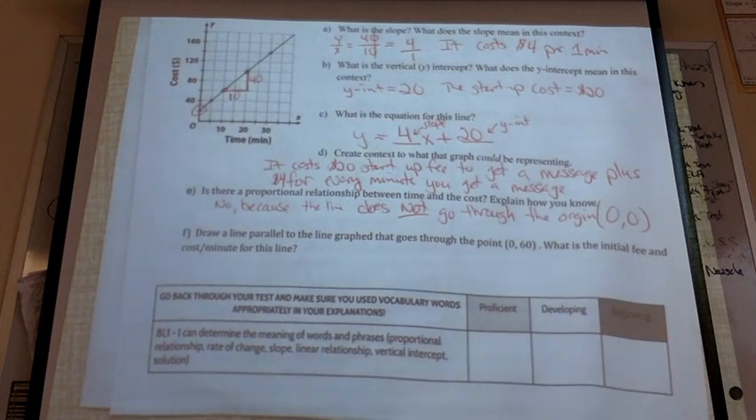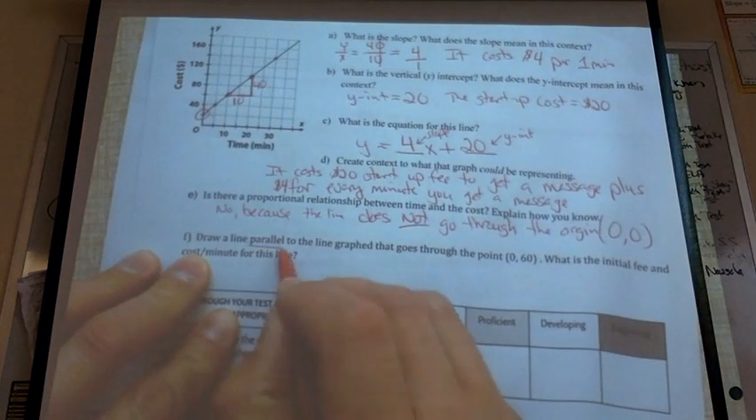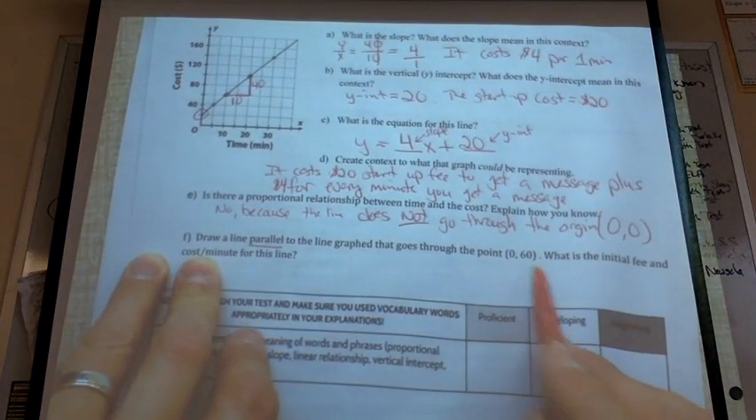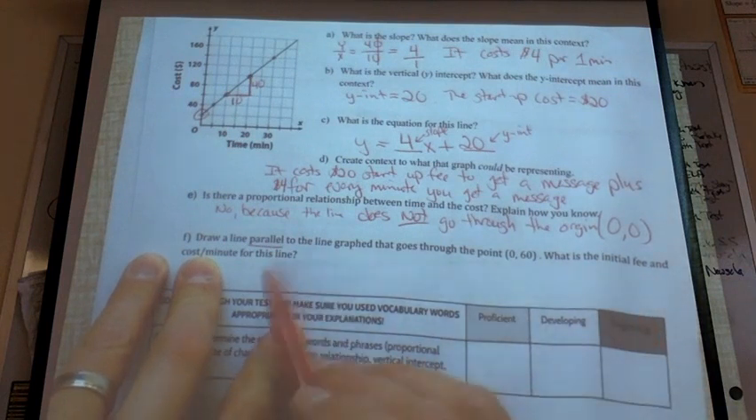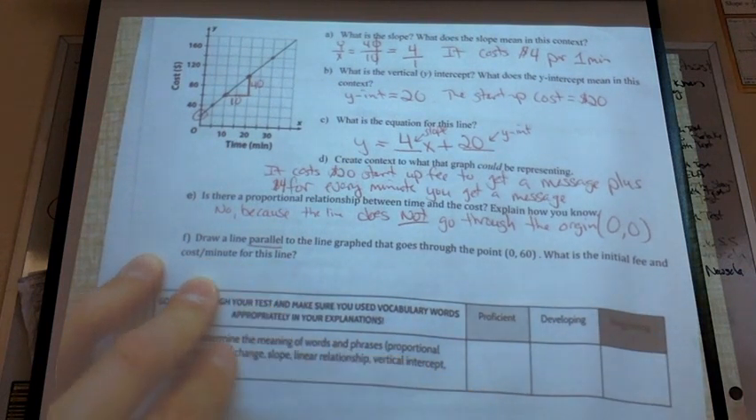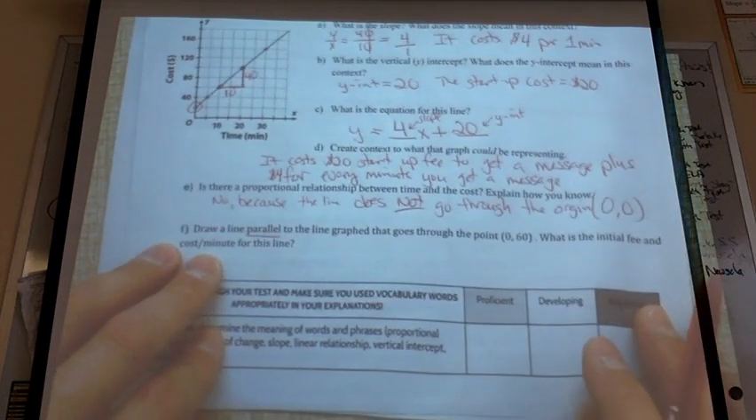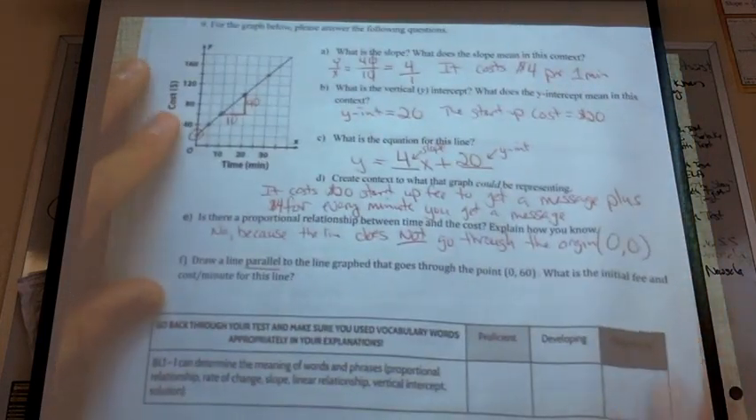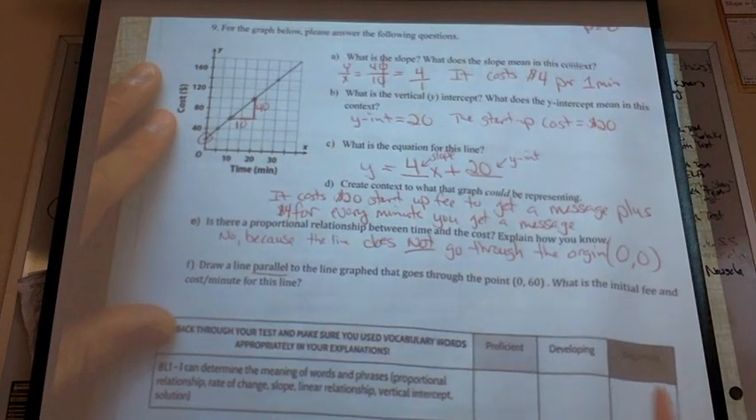In our very last question on the test, it says draw a line parallel to the line graphed that goes through point 0, 60. What's the initial fee and the cost per minute for this line? So what they're looking for is we need to draw a parallel line first. Then they want to know what's our y-intercept and what's our slope.